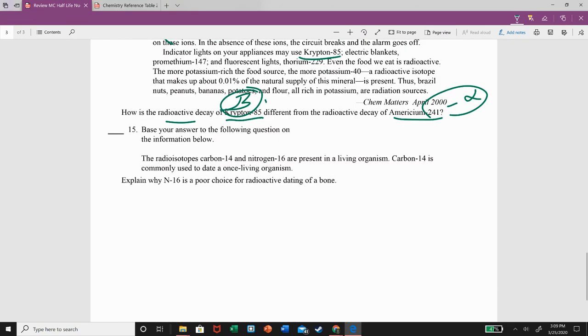Okay, so base your answer to the following question on the information below. Radioisotopes carbon-14 and nitrogen-16 are present in a living organism. Carbon-14 is commonly used to date a once living organism. Explain why nitrogen-16 is a poor choice for radioactive dating of a bone. Well, let's see. I need to know something about carbon-14 and nitrogen-16, but it doesn't really tell me anything about them other than carbon-14 is used to date once living things. So if you say, how am I supposed to know that? Check your reference tables, right? So even if you're just matching anything in your reference tables to anything in your question.